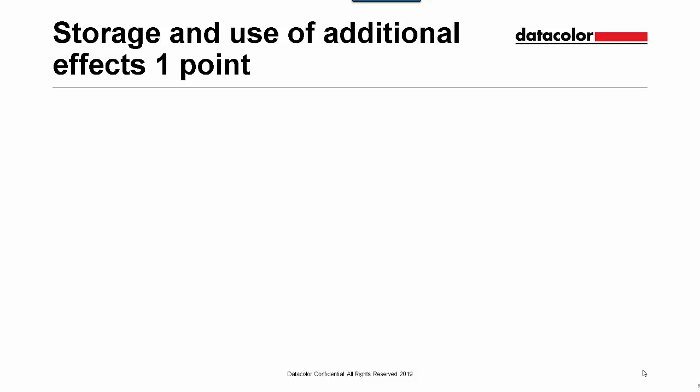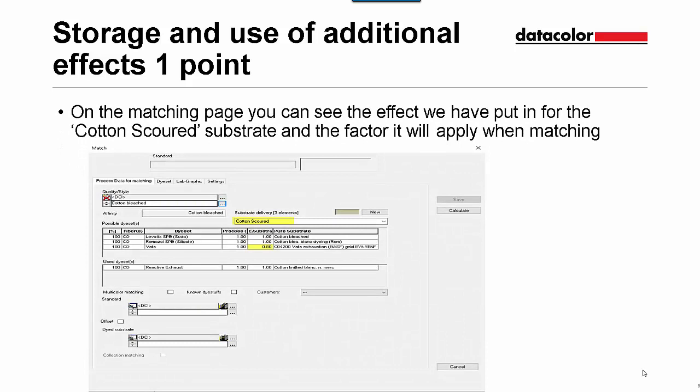Storage and use of additional effects is worth 1 feature point. On the matching page, you can see the effect we have put in for the cotton scoured substrate and the factor it will apply when matching. So we can see cotton scoured has a 0.8. It'll multiply that when it creates the recipe, creating a recipe that's 20% lighter.